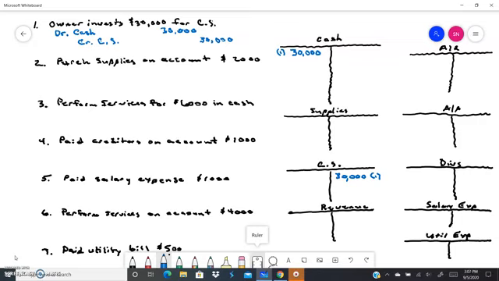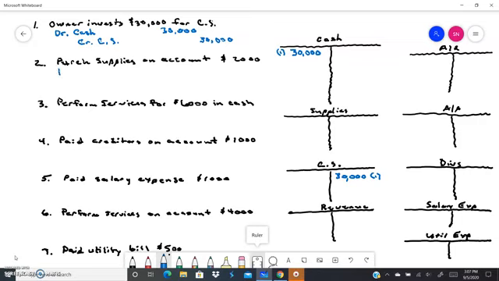Purchase supplies on account, $2,000. Of course, that's a business transaction in terms of an exchange of value. We're receiving supplies. We're giving a promise to pay. That's an exchange of value. The supplies account is going up. The accounts payable account is also going up. An increase in an asset, in other words, the supplies account is an asset.